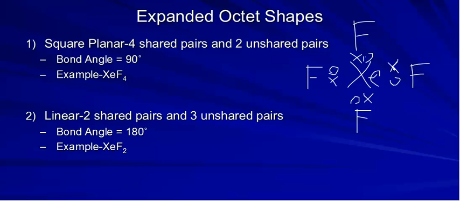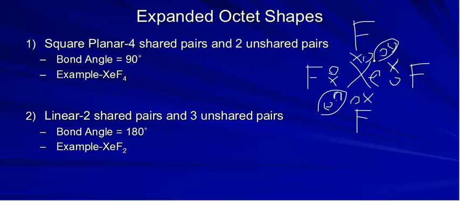But then you've got 4 pairs that are left over that you just kind of have to put around the xenon. So you've got your 2 unshared pairs around the xenon, plus you've got 4 shared pairs. This is going to take on a square planar molecule. Bond angle is 90. But this is an expanded octet because the xenon has more than 8.